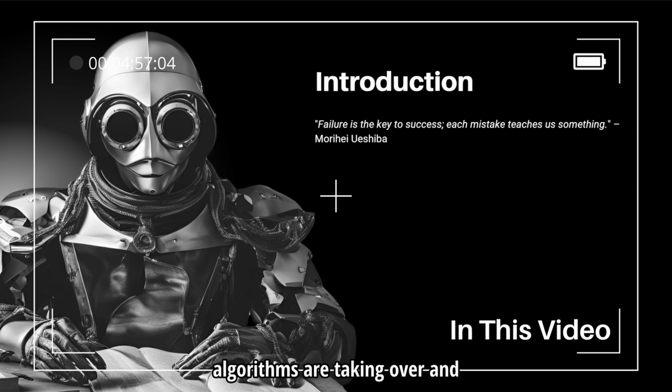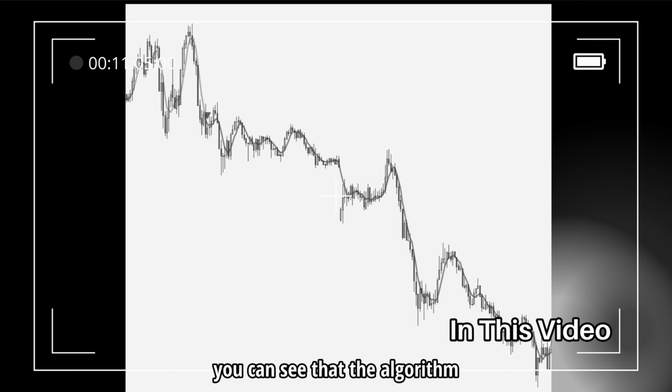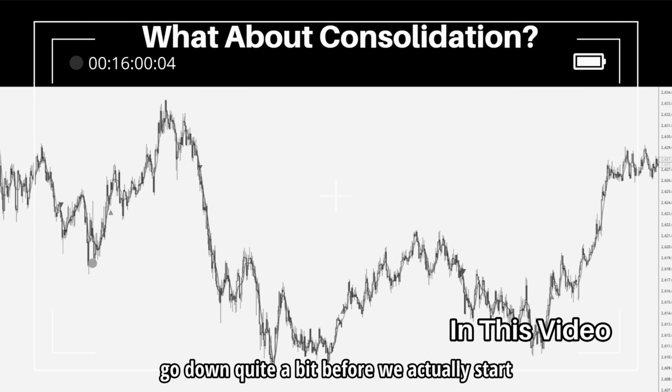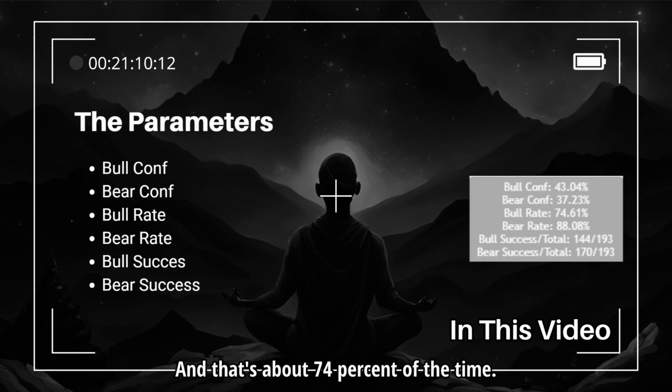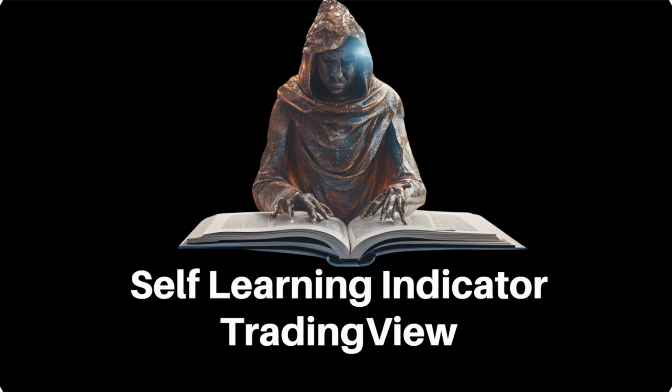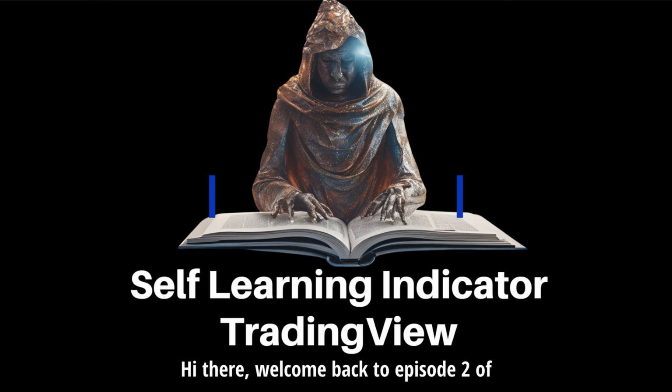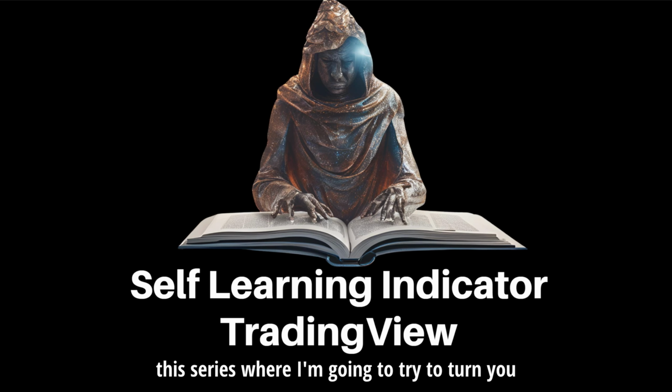Algorithms are taking over and discretionary traders are losing their edge. You can see that the algorithm is giving out a signal. We get a sell signal and the market does go down quite a bit. If you would have traded this, you could have made quite a lot of money, and that's about 74% of the time.